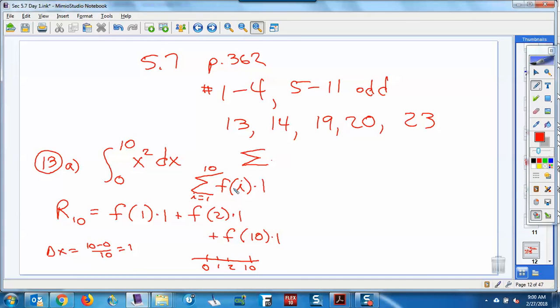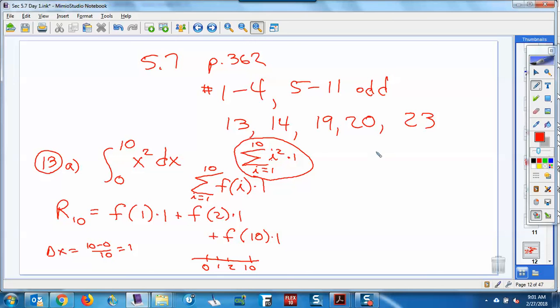What's f of i? Plug an i into the function. You get i squared times 1, i equals 1 to 10. Okay? So sometimes they can be quite simple. And actually we have a summation formula for that. We could do a quick calculation of those 10 rectangles. They don't actually do it, so don't worry about it. But we have that i squared summation formula.